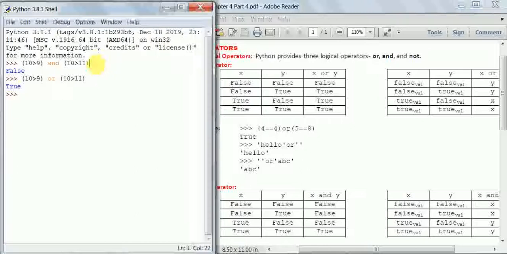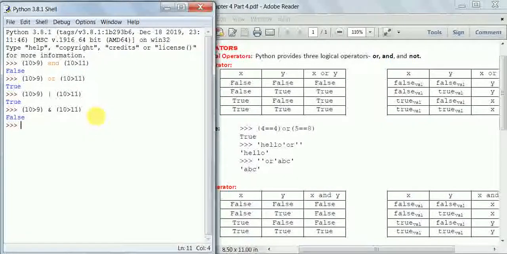Instead of AND, you can also use the bitwise OR symbol, that is the pipe symbol, only one pipe symbol. Press enter, and for AND you can use the AND symbol, a single AND symbol, and you will get false.